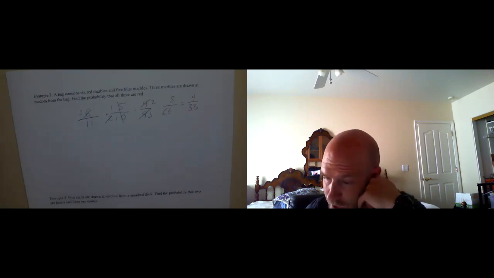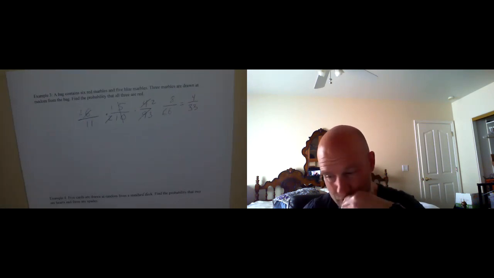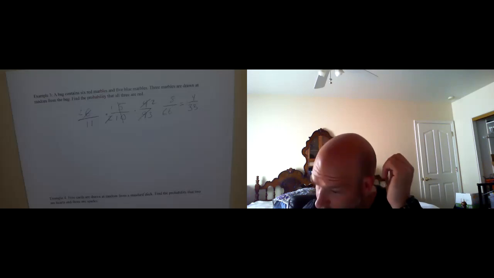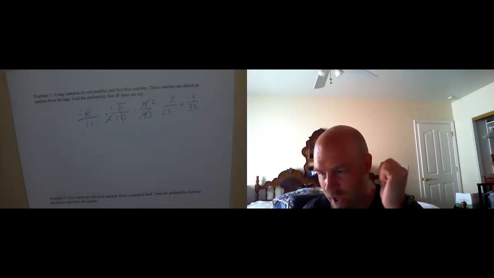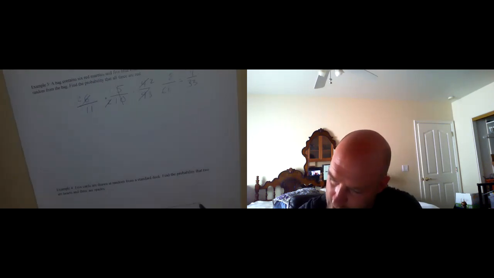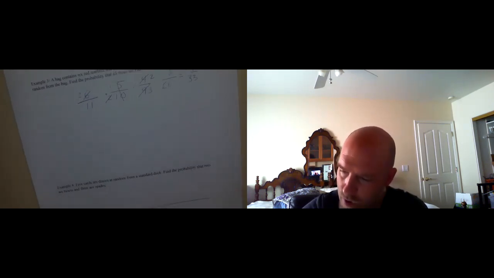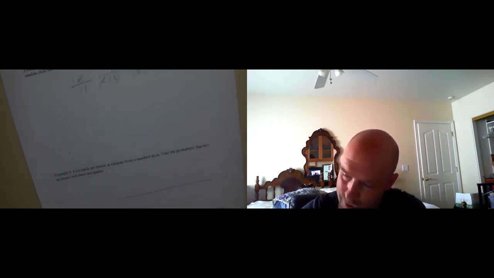5 cards are drawn at random from a standard deck. Find the probability that 2 are hearts and 3 are spades. Okay, so what I'm going to do is first look at the sample space, and this is the number of ways which I can pull 5 cards from the deck. So do we care about order here? I would say no. So there are 52 cards in a deck, and I am choosing 5 of them.